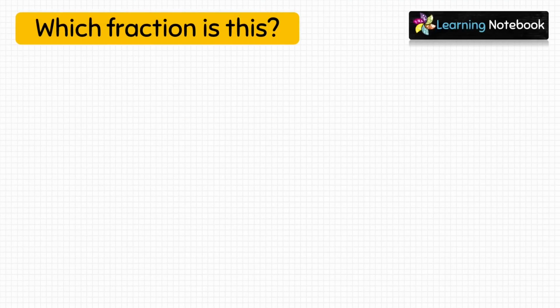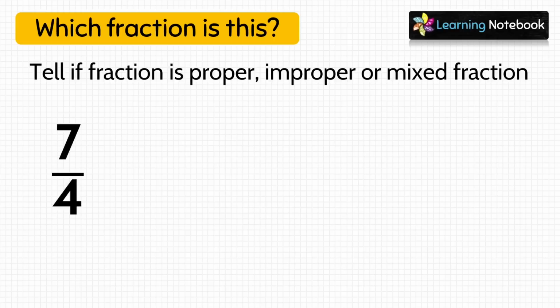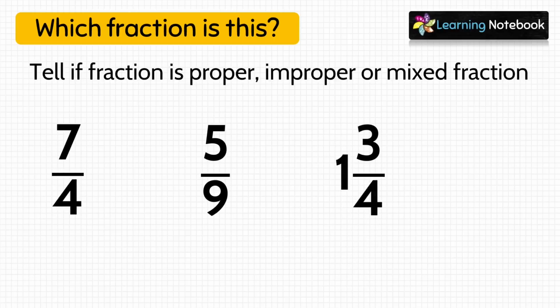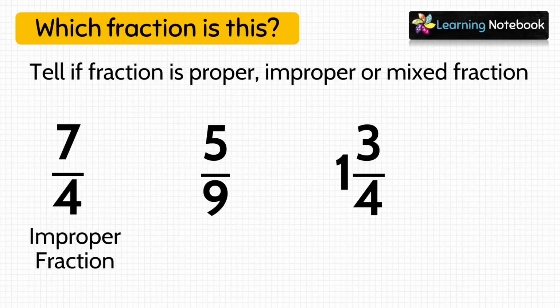Now students, let's do a small exercise. Tell if the given fraction is proper, improper or mixed fraction. First given fraction is 7 by 4. So here the numerator, which is 7, is greater than the denominator 4. So which fraction is this? Yes, it is an improper fraction.